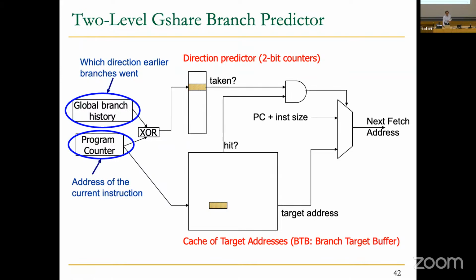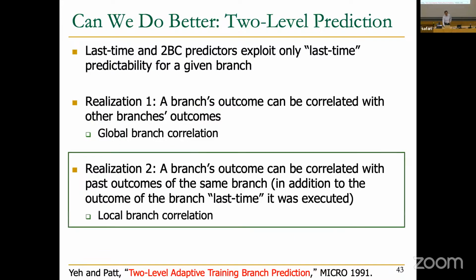And that actually provides better accuracy. Okay, and this is a very good place to stop. Feel free to collect questions, and we're going to start with the local branch correlation, and then we're going to be more sophisticated after that. Let's be back at 15:20.